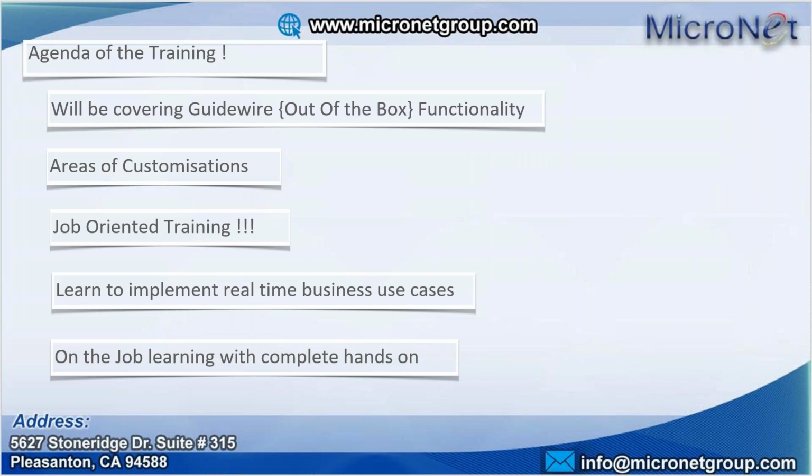And if you go for all three modules, it would be close to 8 to 10 weeks of complete training. All three means Policy, Claims, and Billing, and you can get a chance to work on any one of them.